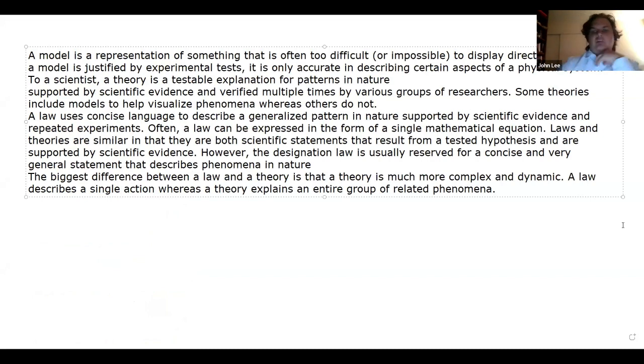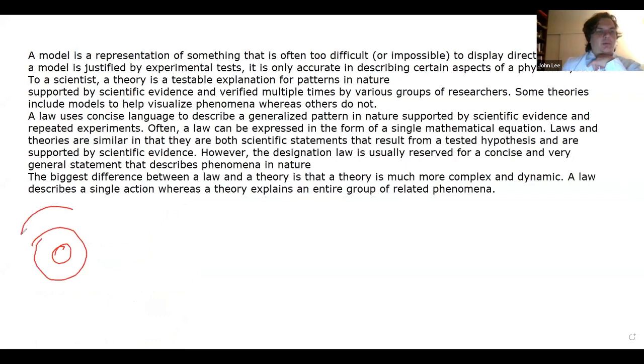One of the models that they talk about in the textbook is the Bohr model of the atom, where you have the nucleus, and you have these circular orbitals around which the electrons move. This is not scientifically accurate. If you've taken an advanced chemistry class or quantum mechanics, you know that the orbitals are actually probability distributions and they're much more complicated than this.